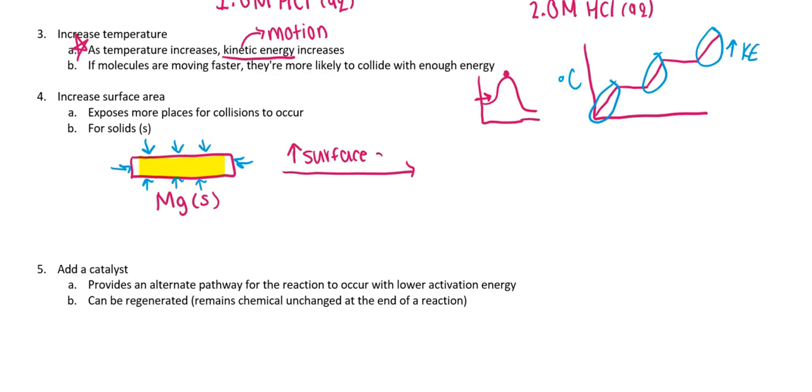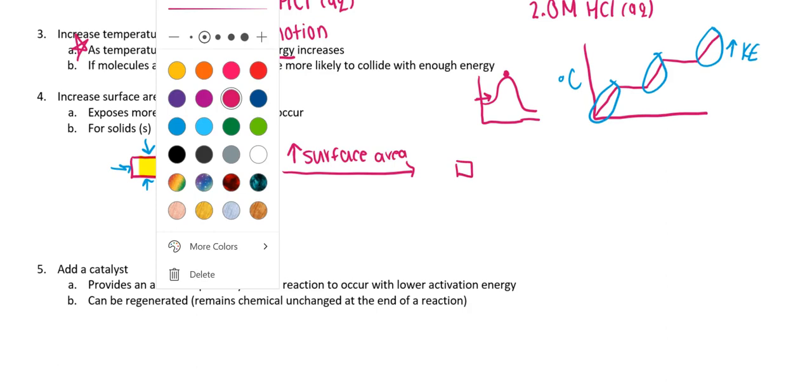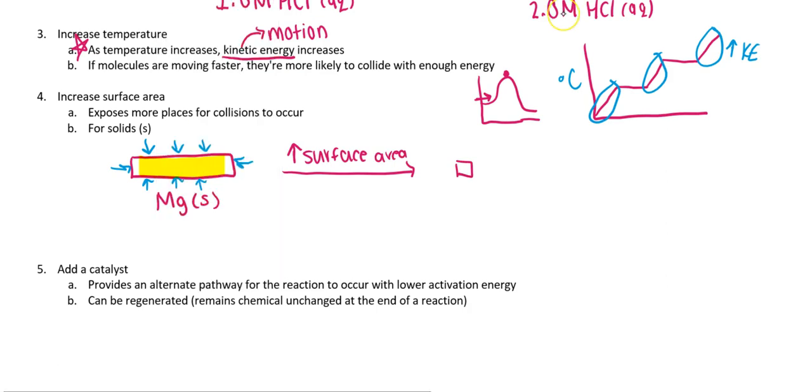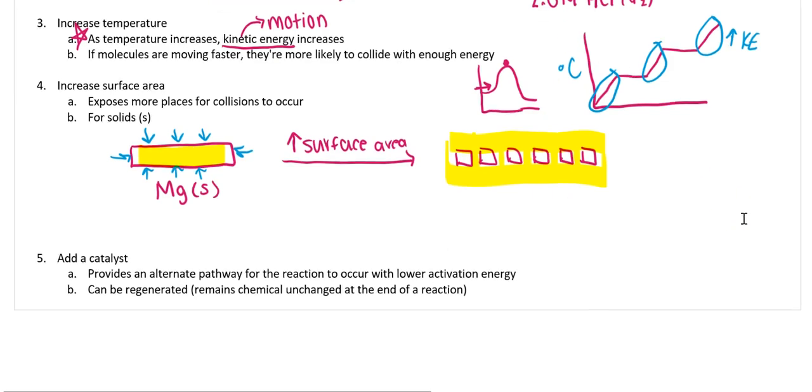So let's say we were to increase the surface area. What we can do is cut that piece of magnesium into a bunch of small little pieces. So before, only those atoms on the very perimeter were able to react. Well, now we expose a lot more surface area. The more surface area we have, the more collisions we can have. The more collisions we have, the faster that reaction is going to occur.